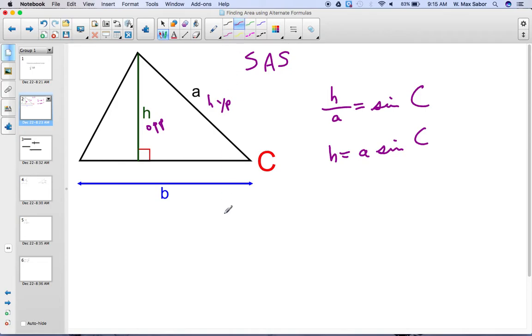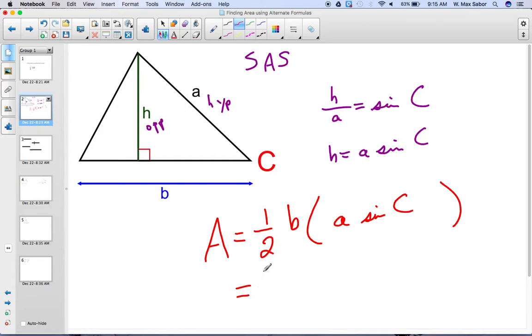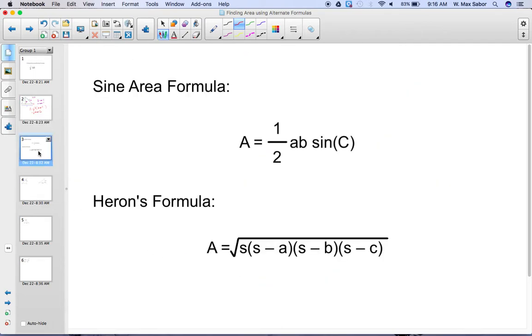So when we're using our area formula, we can say area equals 1/2 base times the height, but the height is A times sine of angle C. So 1/2 AB sine C. This is one of the formulas. The important part about this is that angle C is between sides A and B. So that is what I call the sine area formula, 1/2 AB sine C.